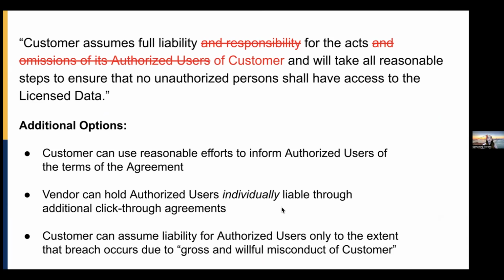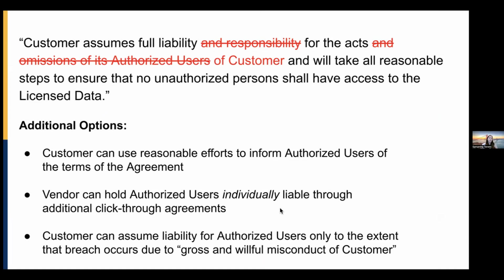So we offer to inform all of our authorized users of the terms of the agreement, and we do so in Dataverse frequently. So they have that little term section in each individual record that users can see before they actually access the data. If the vendor is not satisfied with that, we offer that they can hold authorized users individually liable by creating click-throughs. That's something that the vendor would need to do on their end. We don't tend to create the click-throughs ourselves.